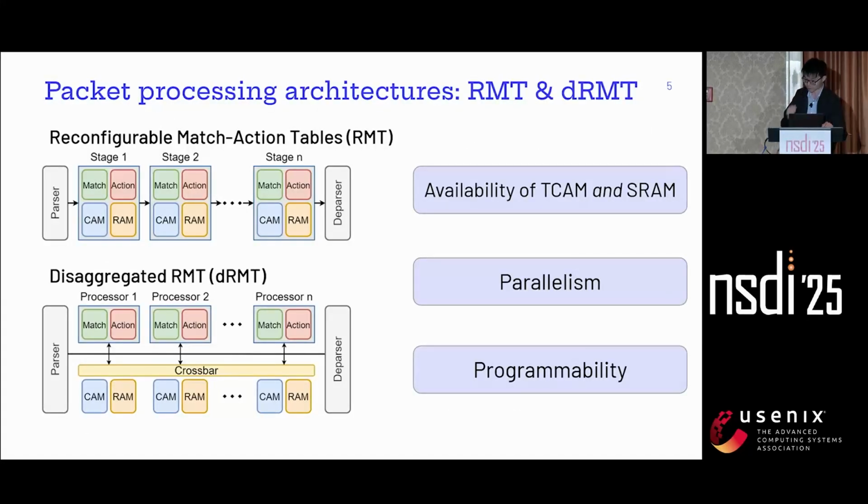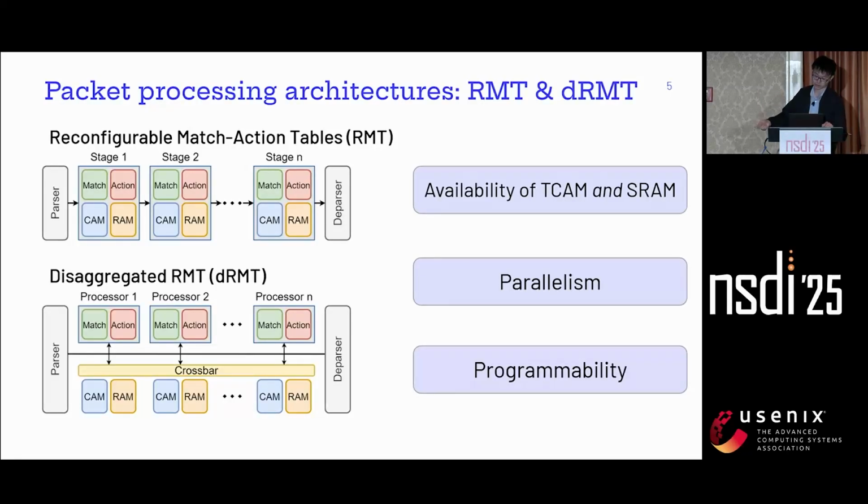Likewise, there are 2 relevant modern packet processing architectures, RMT and DRMT. The key difference to note between the 2 is that RMT is strictly a sequential pipeline architecture. And notice that within RMT, within each stage, the processing is directly tied down to the memory. So stage 1 cannot access the memory in any of the other stages except its own memory.